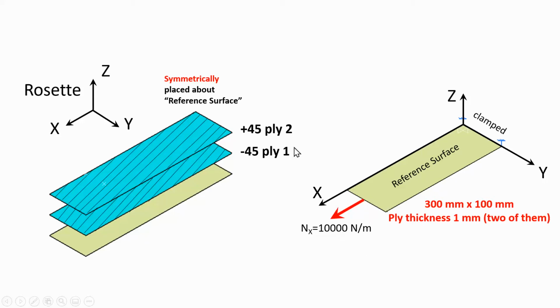Okay. Now this is made of two plies. The first ply is minus 45, second ply is 45. Because I can explain these in the context of a very simple case. We don't have to make a very complicated laminate stacking sequence. And these are symmetrically placed about this reference surface. So the 45-degree is above that reference plane, and the minus 45 is below.